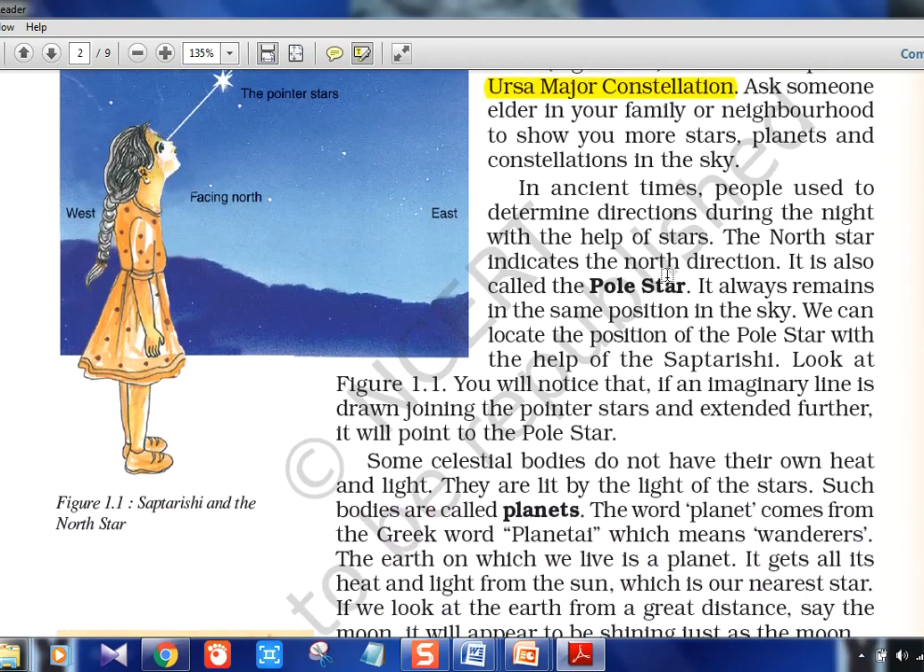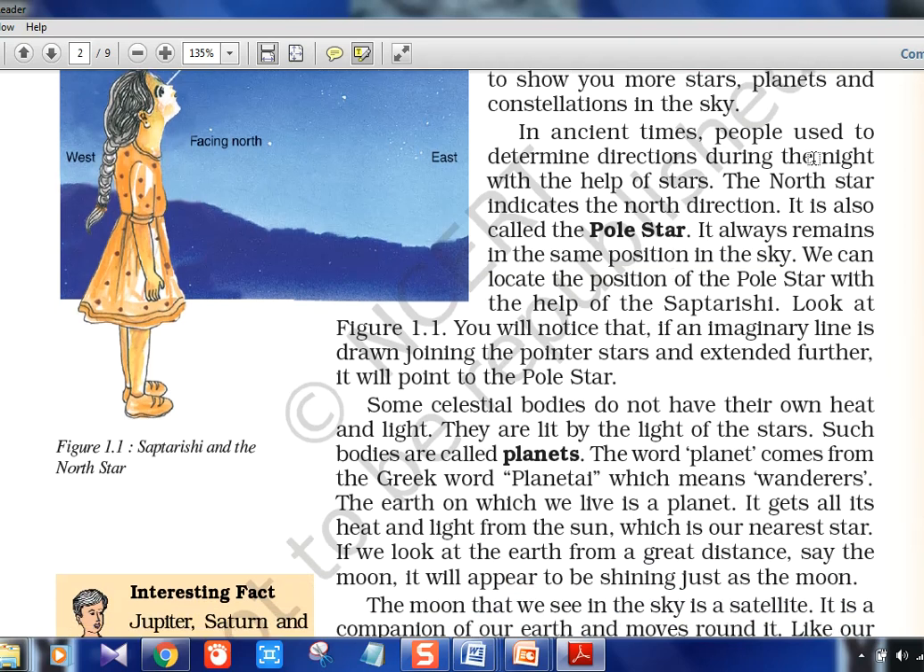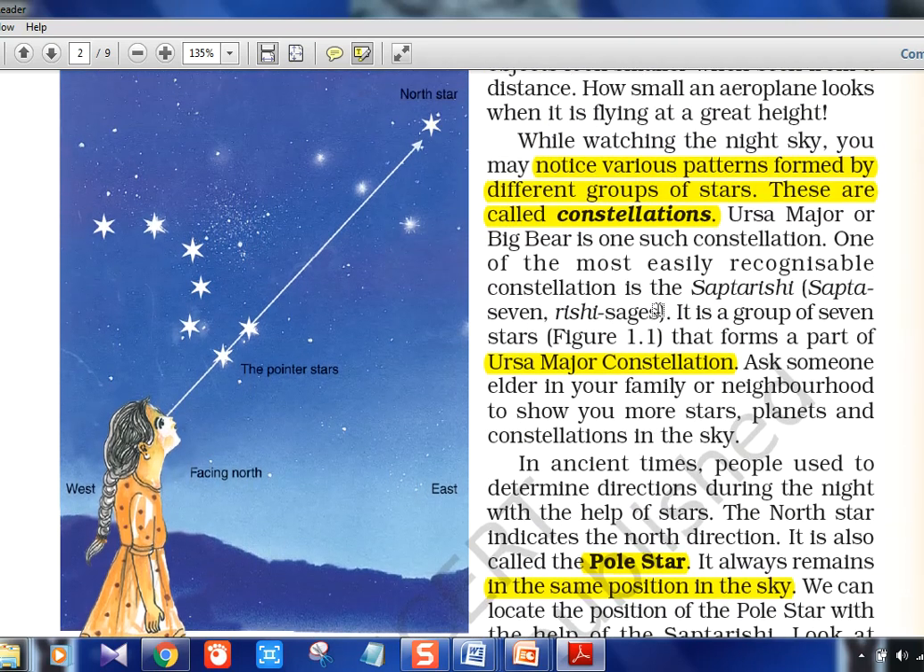In ancient times, people used to determine directions during the night with the help of stars. The North Star indicates the north direction. It is also called the Pole Star. It always remains in the same position in the sky. That is why it is helpful for the navigators. We can locate the position of the Pole Star with the help of the Saptarishi. That is shown in this picture here, the Saptarishi, these 7 stars.